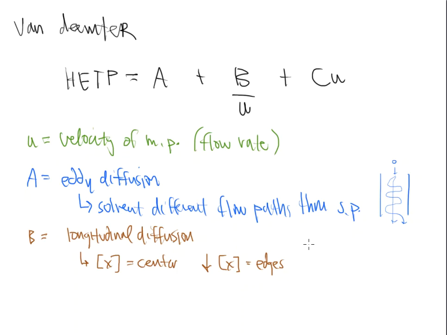And there's no control or nothing that you can do over this either, right? And the problem with this is that B has a flow rate assigned to it.